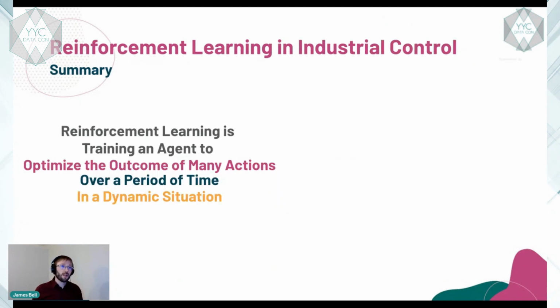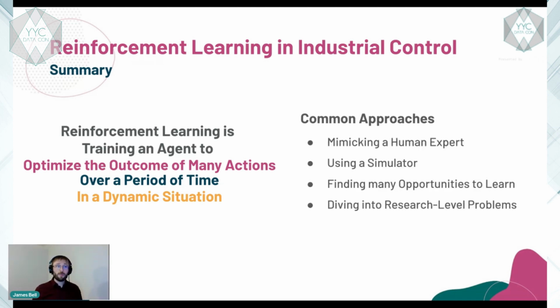So to summarize, reinforcement learning, oversimplified, is about training an agent to optimize the outcome of many different actions. And it's going to do this over a time period, looking toward the long-term goals, all in a dynamic, complex, changing situation. And if you find a problem that looks like this kind of problem, and you want to see if you can optimize these actions in some way, then it may be valuable to mimic a human expert to duplicate what the humans are doing. Or maybe you can build a simulator, and with that simulator, create a really powerful agent.